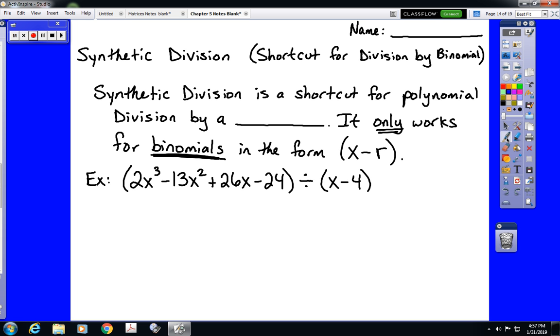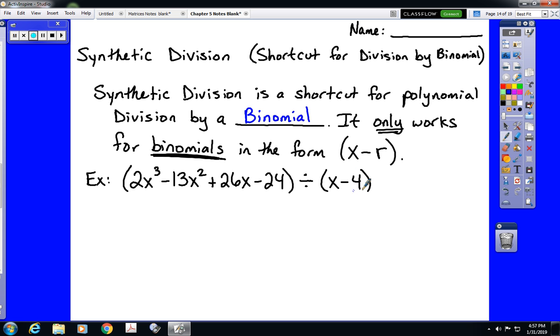So synthetic division is a shortcut for polynomial division, but it only works when we are dividing by a binomial of degree 1. It only works for binomials in the form x minus r. So here's an example of one that does work, and we will jump right in. That's the way to go through synthetic division, is just jump right in.